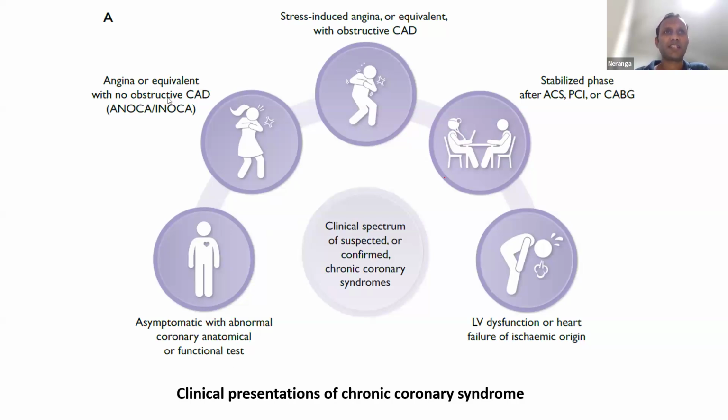Then the patient may have angina but non-obstructive coronary disease. Obstructive coronary disease is usually defined as more than 50%, non-obstructive as less than 50%. So if coronary disease is around 30-40% but the patient has chest pain, this is angina with non-obstructive coronary, so ischemia in non-obstructive coronary disease. Another is stress or exertional angina, or an equivalent like exertional dyspnea, with obstructive coronary disease. Other patients can be post-PCI or post-CABG. Those are also CCS because they will need treatment lifelong. And sometimes the patient has LV dysfunction, heart failure, of ischemic origin. These are the presentations of CCS.